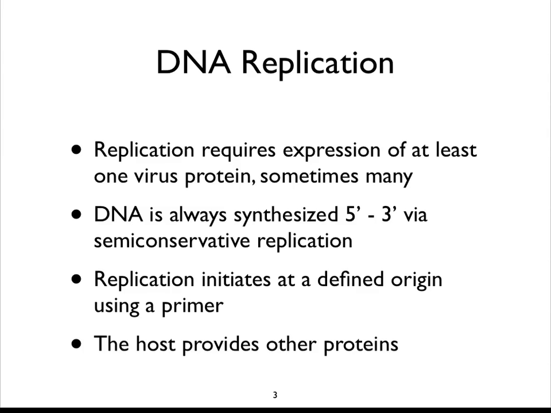DNA is always synthesized 5' to 3', and via a semi-conservative mode of replication, something I hope you learned in biology. We don't know of an exception to that, but like everything else, that could change. Replication initiates at a defined origin, and that's an important point because it's all about getting started. It's where these molecules provide an entry point for origin binding proteins, polymerases, various structures that allow these molecules to exist inside the cell. And finally, in every case that we're going to talk about today, the host provides other proteins. There seems to be an exception, and that's the pox viruses, which seem to make most of their own DNA synthetic proteins. And that could be because the virus replicates in the cytoplasm of the infected cell.